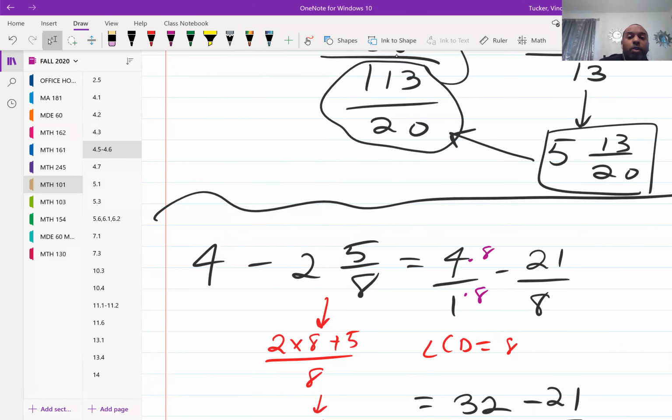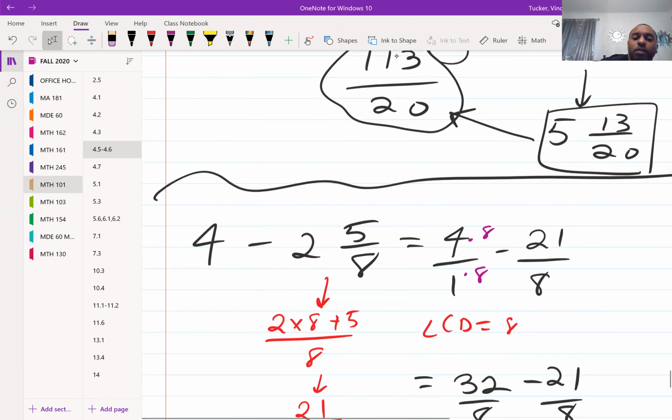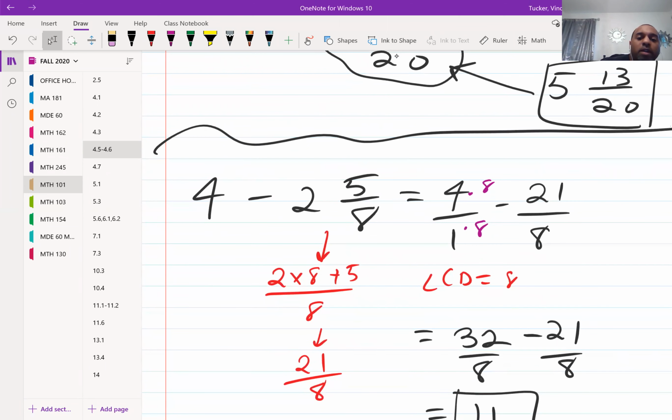All right. So here we have 4 minus 2 and 5/8. So I went ahead and once again converted that to a mixed number. So that's 2 times 8 plus 5 over 8. 2 times 8 is 16 plus 5 is 21. So they gave me 21 over 8.